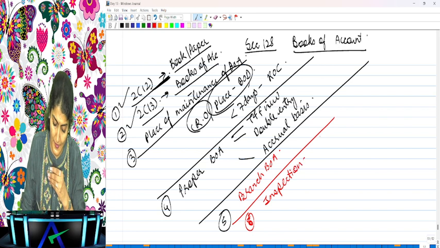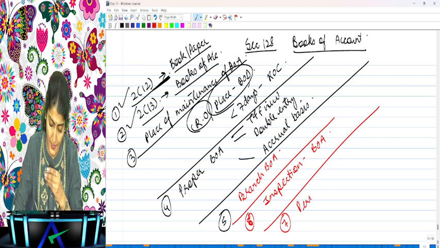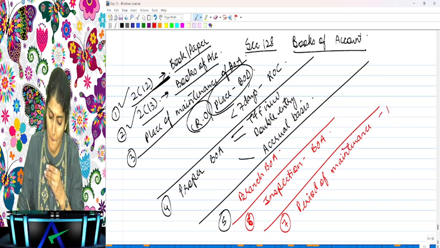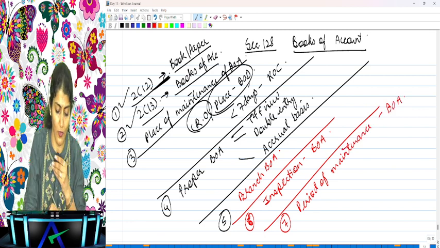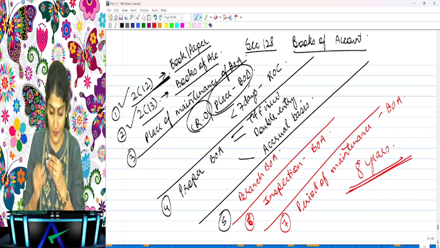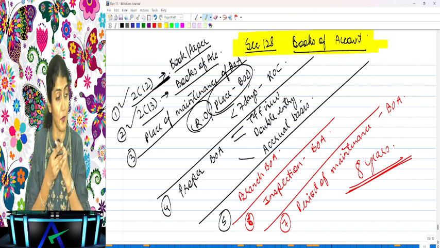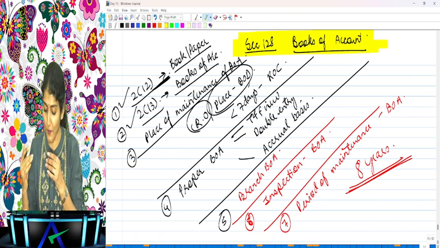They can be inspected by the directors during business hours. And then we also talked about the period of maintenance of the books of account, that is the retention period of the books of account. So how many years are they to be retained? They have to be retained for 8 years, right? So that's our brief discussion of section 128, which is regarding the books of account. Are you all with me?